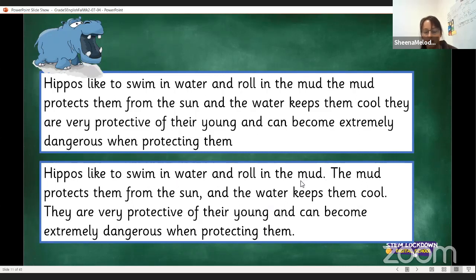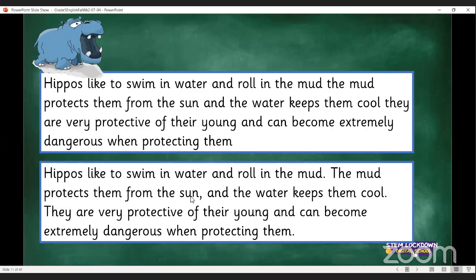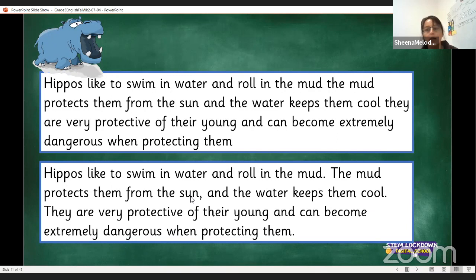Now I can continue. The mud protects them from the sun. The comma tells me to pause and take a breath. Okay, so the mud protects them from the sun, pause, and the water keeps them cool, stop. You with me? Yes. Okay. So now you can understand why punctuation is so important. Does everybody understand? Any questions?